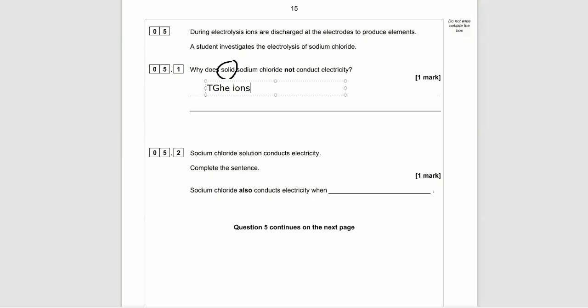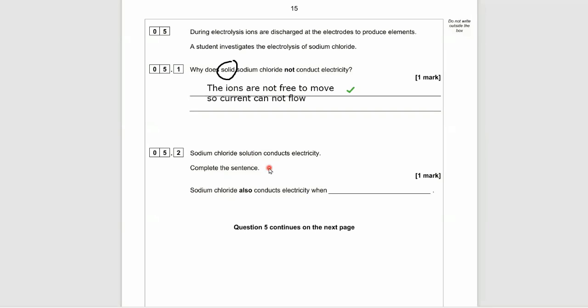Why does a solid ionic compound not conduct? And the answer is the ions are not free to move. They're locked into place in a giant lattice. So you can just put the ions are not free to move, and this is why current can't flow. But the mark here is just for saying the ions cannot move.